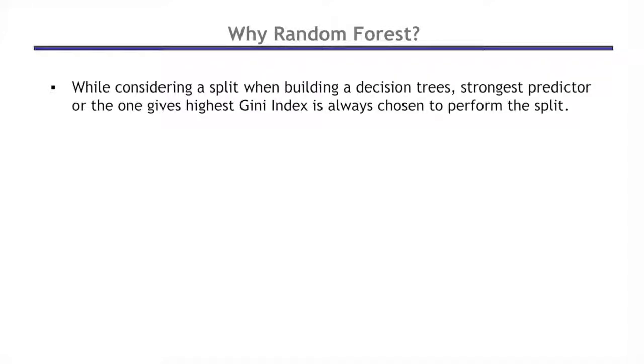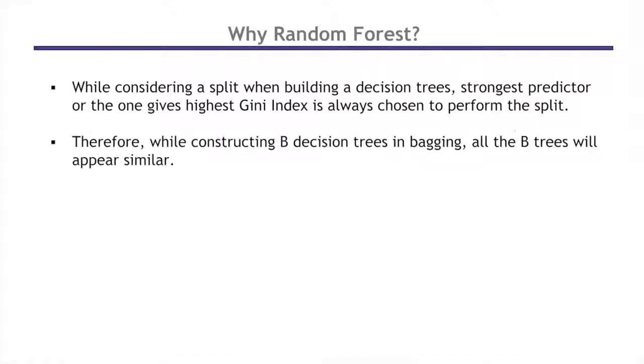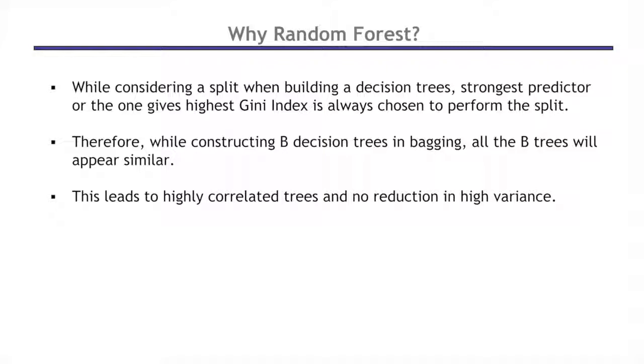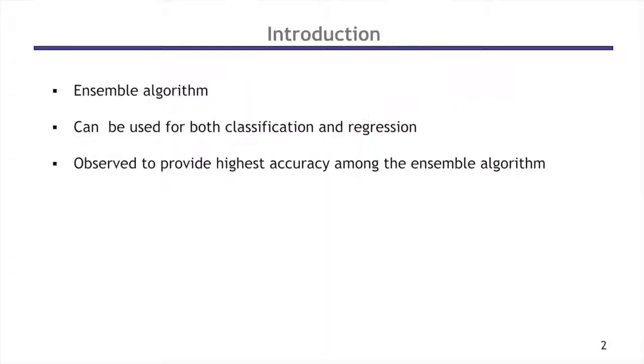When we are creating a decision tree, we use the strongest predictor for the split, which we can measure via Gini index if we are doing classification. So when we create multiple trees, our split will always be across the same feature, which is the strongest feature, making the trees look alike. This leads to having highly correlated trees, which makes the loss in variance insignificant. And to avoid such scenarios, we use random forest.